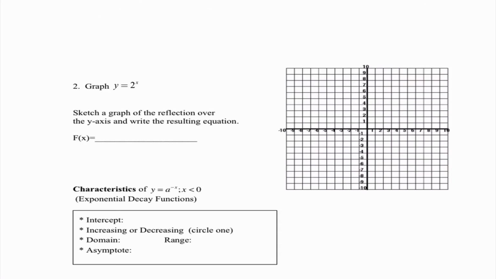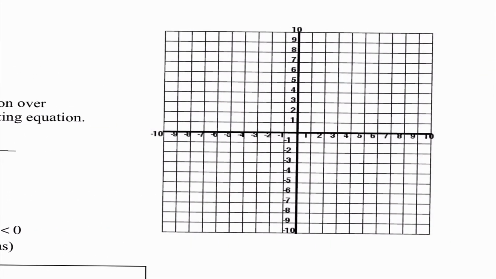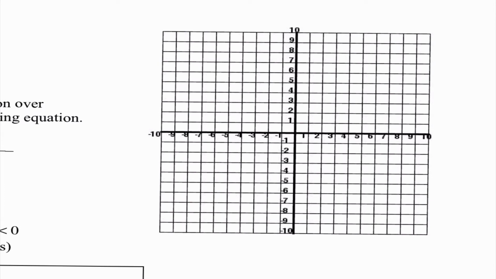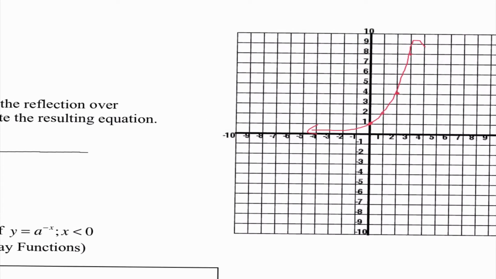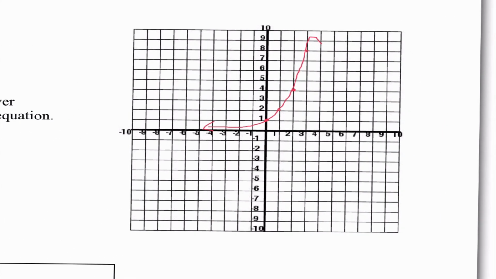Number 2 is asking us to graph y equals 2 to the x, and I promise you we're going to get real good at that. If I can actually get a pen, here we go. So I'm going to go ahead and plot those points again. Okay, and this time it's asking us to do a reflection over the y-axis. So this time, if it's over the y-axis, that means I should fold on the y-axis and it would look the same.